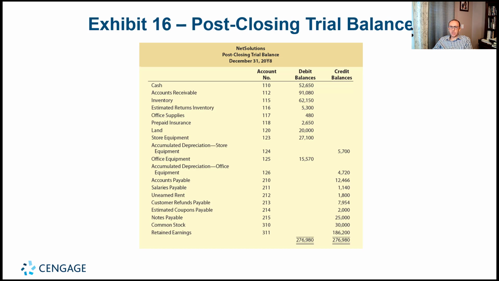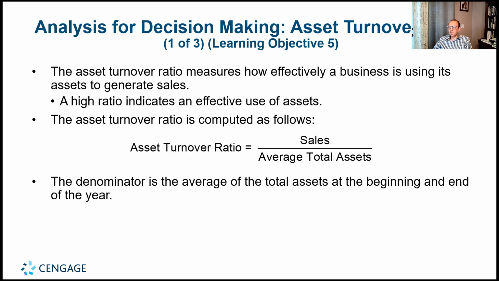The last part of this chapter, we want to do some analysis. And the analysis for today is something called the asset turnover ratio. It's a very simple ratio, but it's very useful because it gives us an idea about how much sales were generated using our total assets. So the asset turnover ratio measures how effectively a business is using its assets to generate sales. A high ratio indicates an effective use of assets. The asset turnover ratio is computed as follows.